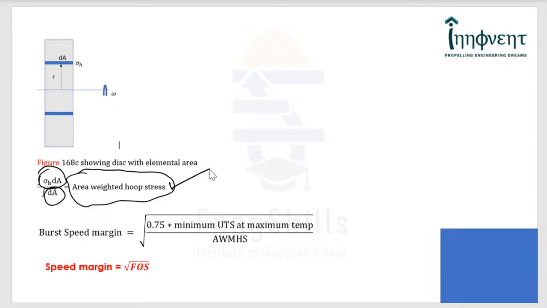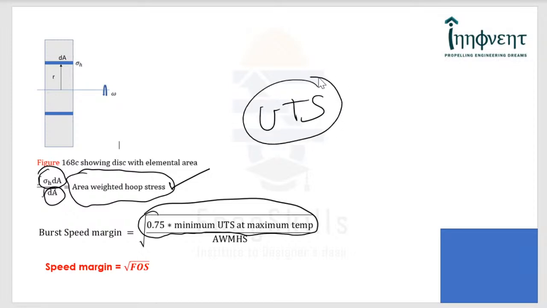Assuming that the disk burst happens at, let us say, 75% of the UTS. Now here, one important aspect I would like to bring up is that temperature degrades the mechanical properties seriously. Since the UTS is also affected by temperature, the minimum value of the UTS at that temperature must be assumed, and that would give us the following burst margin.